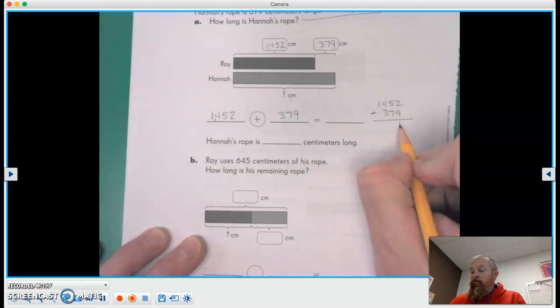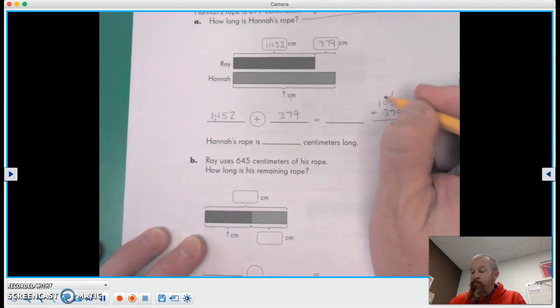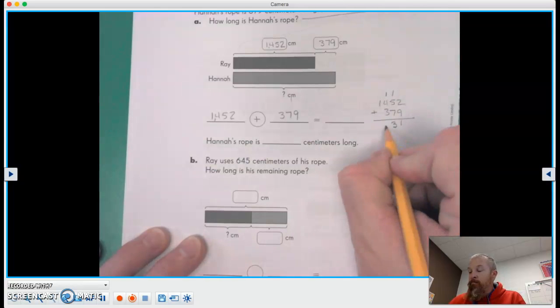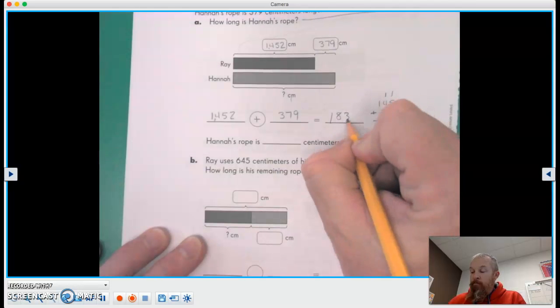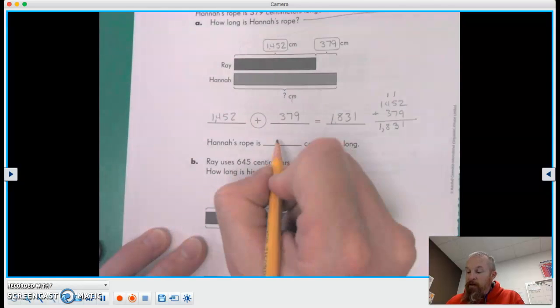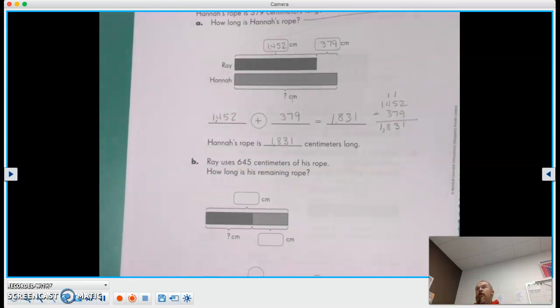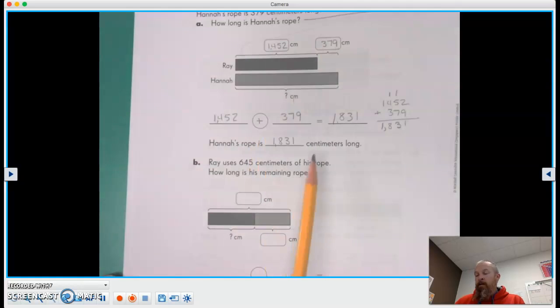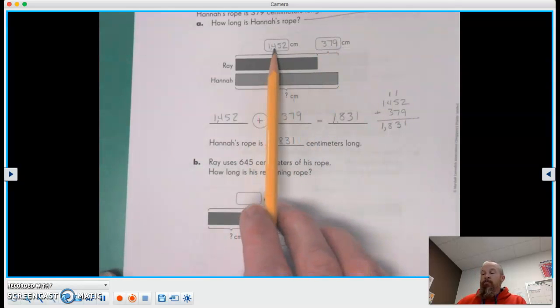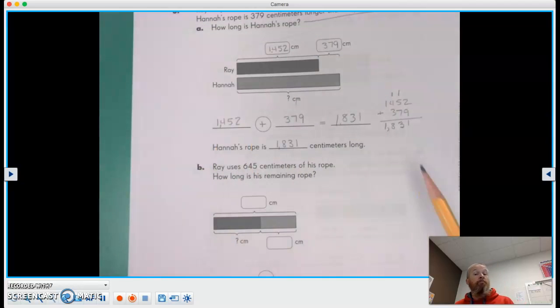2 plus 9. 7 plus 5 plus 1. 1 plus 4 plus 3. 1 plus nothing. So Hannah's rope is 1,831 centimeters long. So if you really wanted to double check just to make sure it at least makes sense, if we know Ray's rope is 1,500, and we know that's about 400 more, it should be around the 1,800, 1,900 range. And it is. This number is larger than Ray's, which it should be.